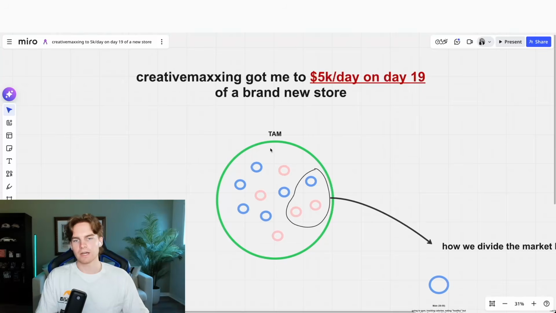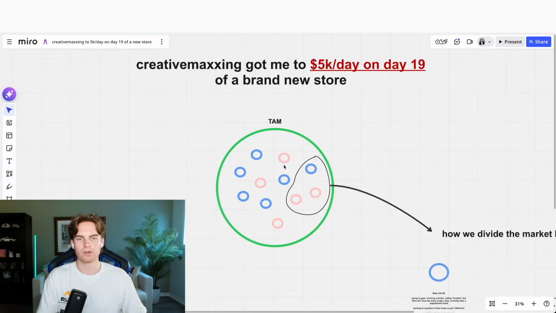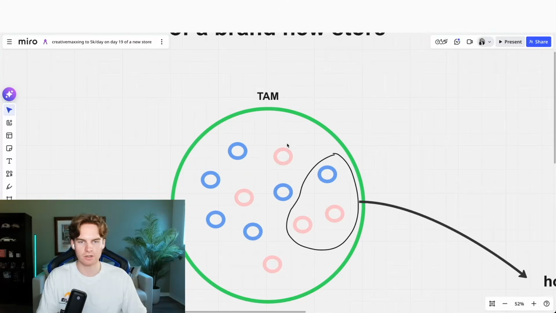So on any new test, what you have to identify is you are going to have a massive total addressable market. Even if you're selling what you would consider to be a pretty niche product, you're going to have a massive total addressable market. And within that total addressable market, you're going to have these different avatars. And I just have these blue rings and pink rings. These are just kind of symbolizing man, woman.